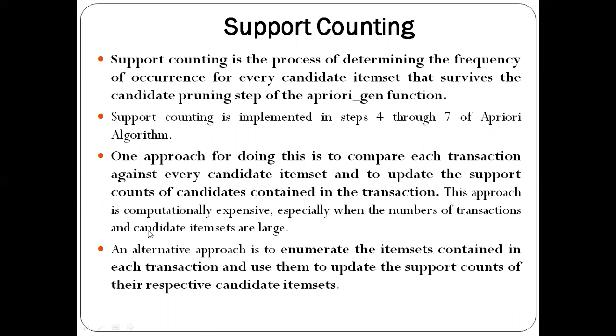Using this enumeration, we update the support count of the candidate item sets. It is an advantageous approach compared to the expensive approach of comparing each transaction with each candidate item set. Instead, we can enumerate the item sets present in the transaction. Enumeration means listing all the item sets present in the transaction. Then we compare those with the given candidate item sets, and based on that we can count the support count. I'll just repeat here.